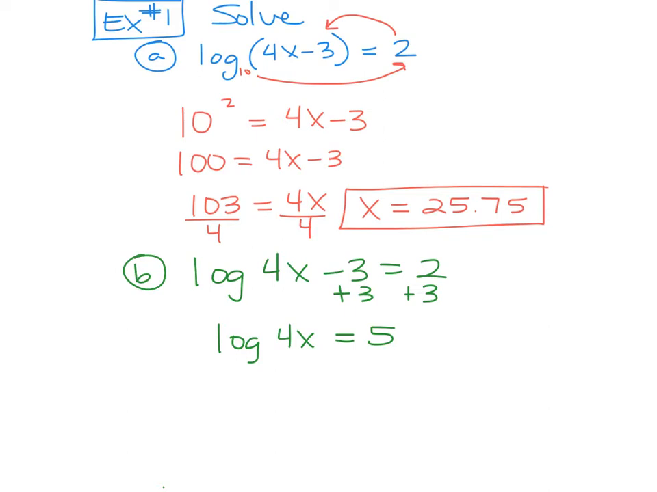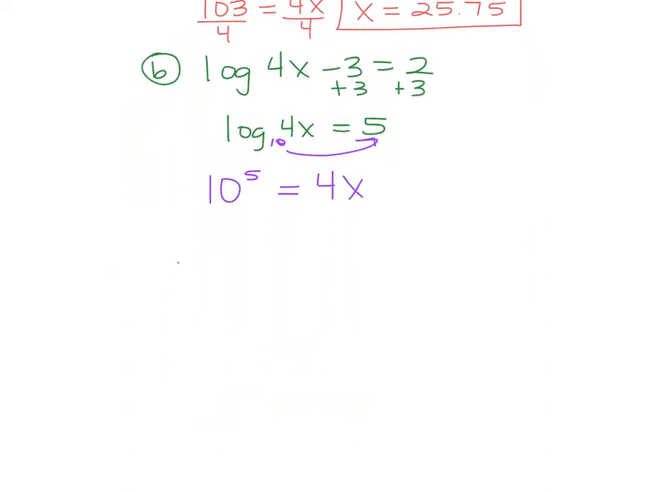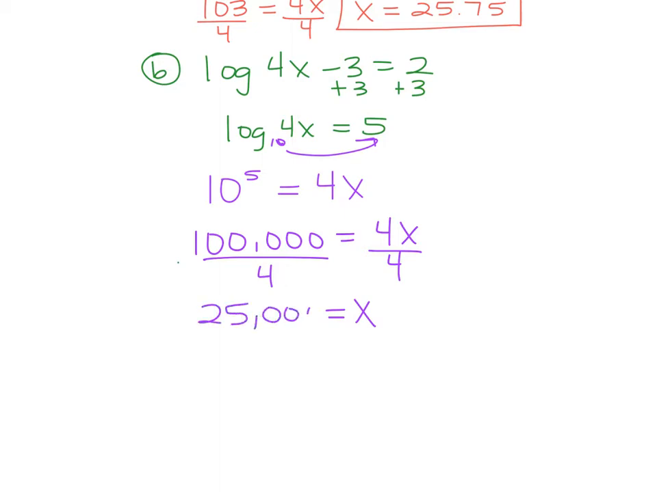So we're going to put it into exponential form. Remember, this is always a 10. So it's going to be 10 to what power? To the 5th power equals 4x, okay? So plug that in, 10 to the 5th power is 100,000. And again, you can do this part in your calculator. 100,000 equals 4x, divide by 4. You get x equals 25,000. Questions on that?